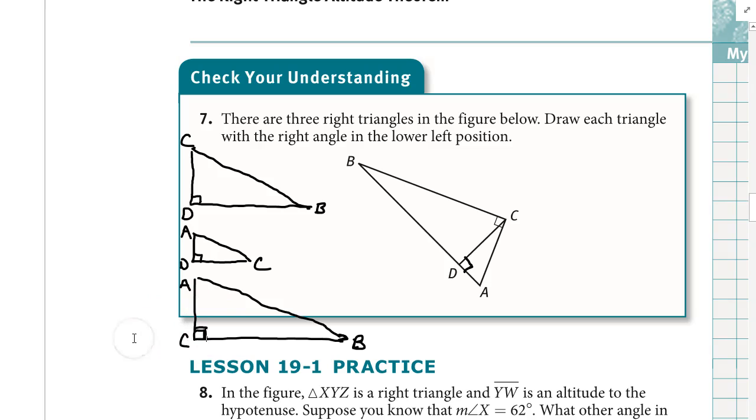All 3 of these triangles are similar to each other, and that's what the right triangle altitude theorem says. If you draw in an altitude in a right triangle, for example, this one here, CD, then that splits the original right triangle into 2 more right triangles that are similar to each other and to the original.